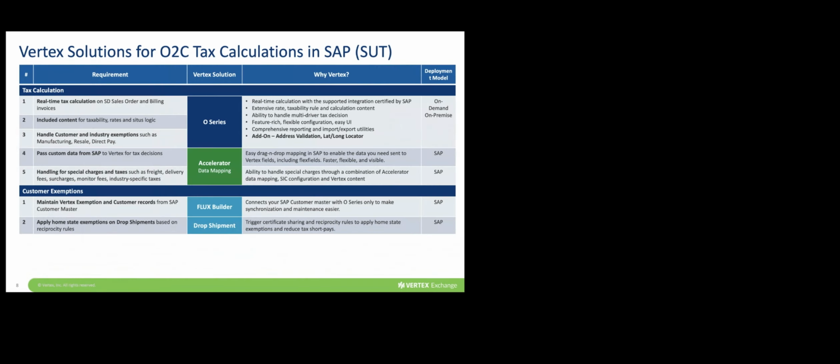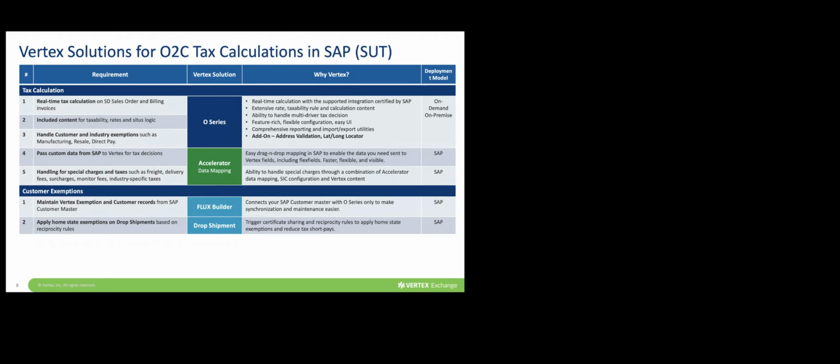Now let's start off with the basic requirement around calculation. This is where the O series provides the content, the rates, the rules, the logic in order to calculate the right taxes on your sales. On top of that, you can install the accelerated data mapping, which enables you to define the data fields that you want to use from your SAP transactions in your tax calculation. So it's quite easy to use the data mapping drag and drop tool to send the data fields over that you require for your tax calcs. Now, on top of that, we offer 2 Plus tools to help you manage your customer exemptions. These are Plus tools that are installed in SAP and help you track and manage where you've got customer exemptions set up in Vertex.